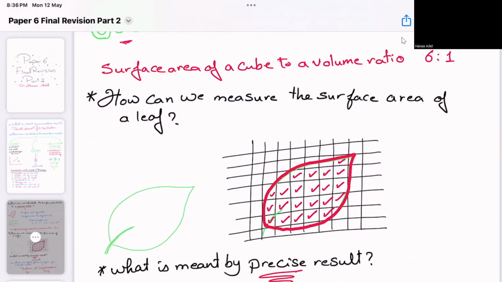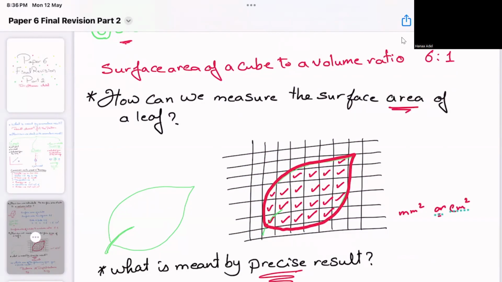And then this is the area of the leaf. So by counting all of these data, they give us the size of each grid. So maybe this area is in millimeter square or centimeter square.